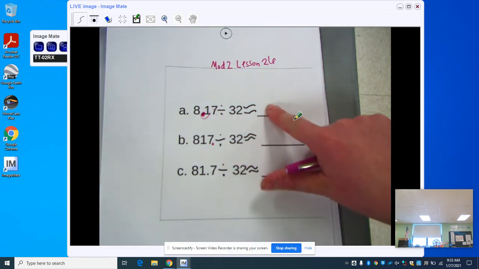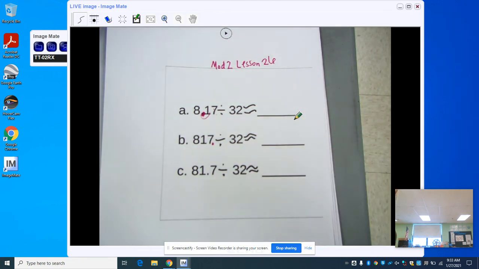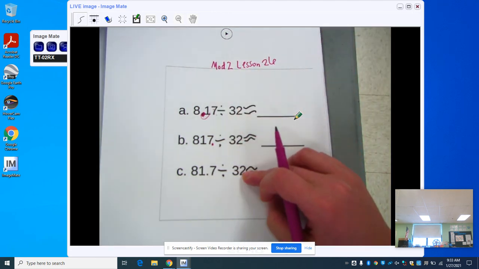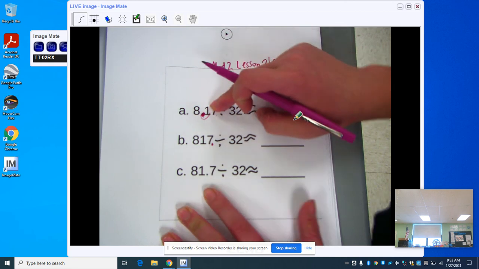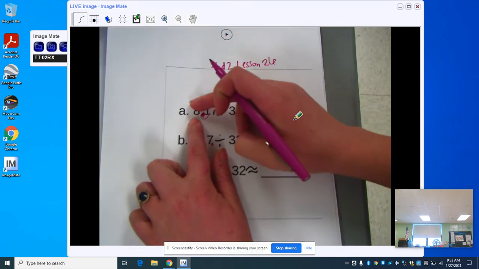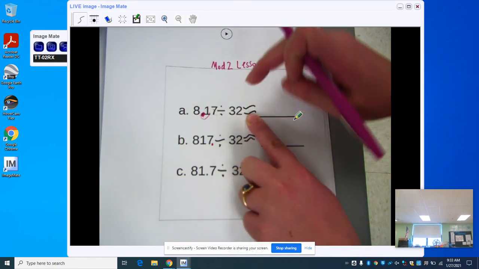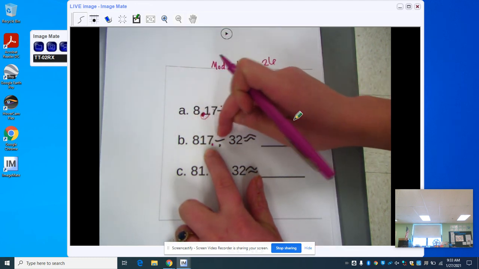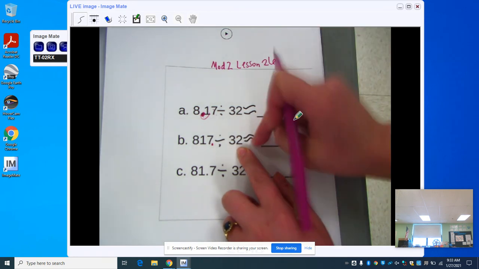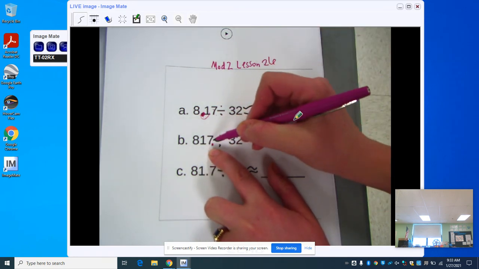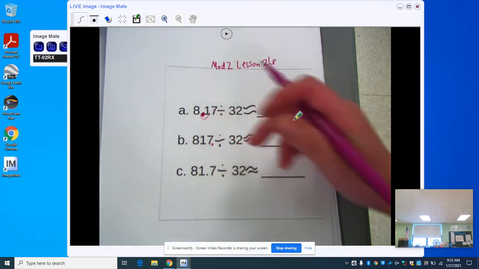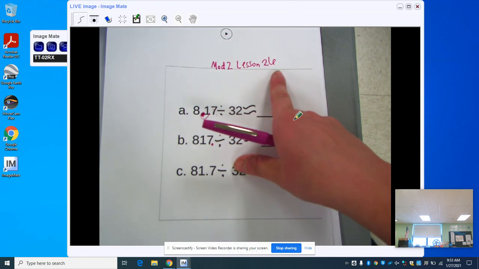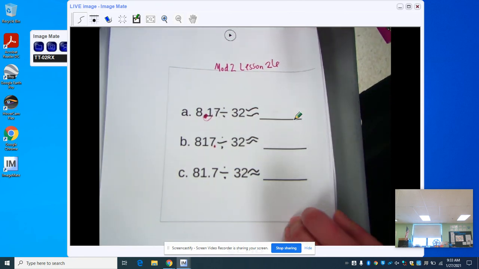So all we would do to our answers is change the decimal point based on where the decimal point is in our question. So if we divide 8 by 32, we're going to have a smaller answer than 817 divided by 32. How much smaller? Well, we would multiply by 100 to get here, so it would be 100 times smaller. Take a look at Module 2, Lesson 26 for help with this question.